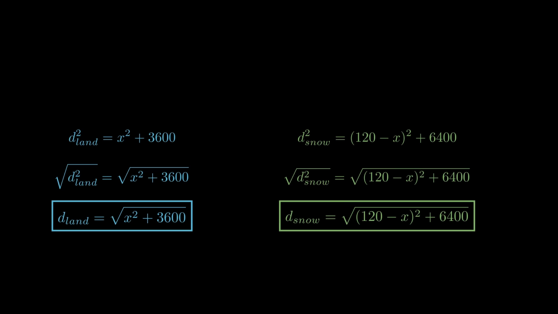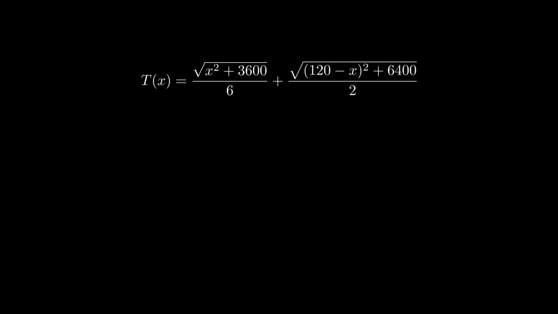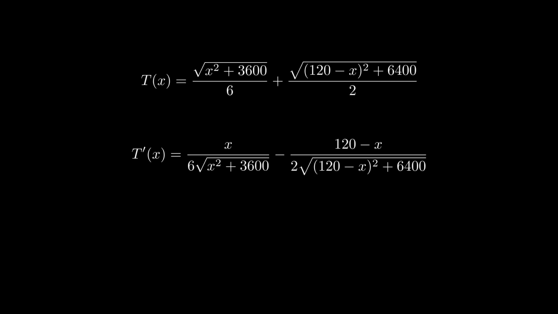Inputting both these expressions back into the function T(x) gives us our function to optimize in terms of a single variable, the total time T(x). We have now modeled the situation algebraically. This is the first step and possibly the hardest in every optimization problem.